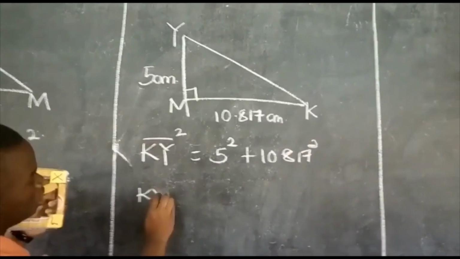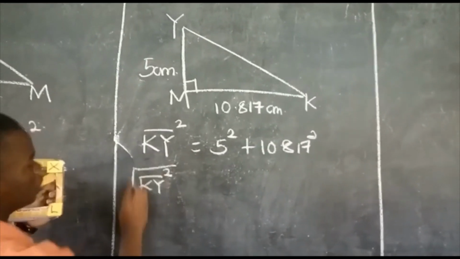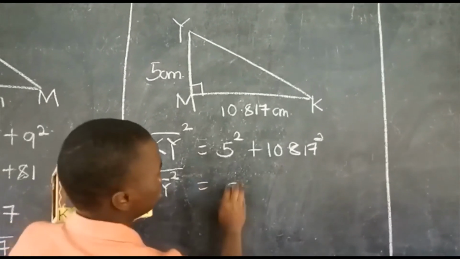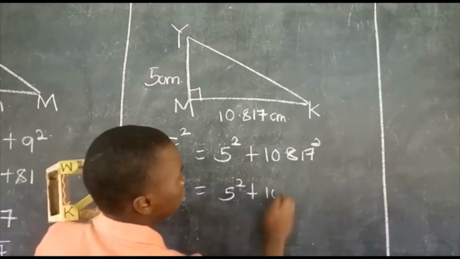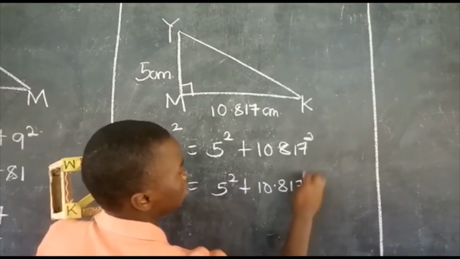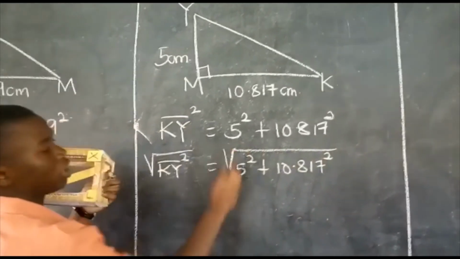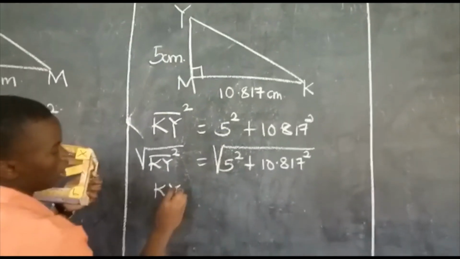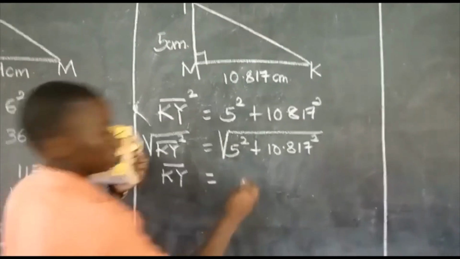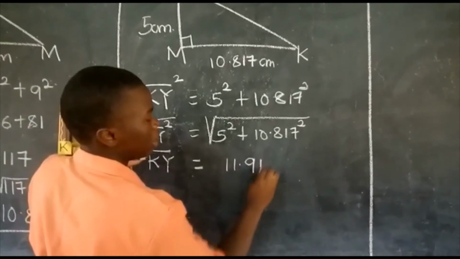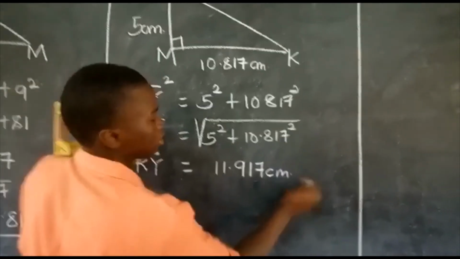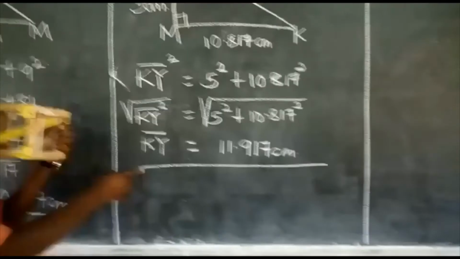Therefore, line KY is equal to the square root of 5 squared plus 10.817 squared. Therefore, line KY is equal to 11.917 centimeters. So this is our line KY.